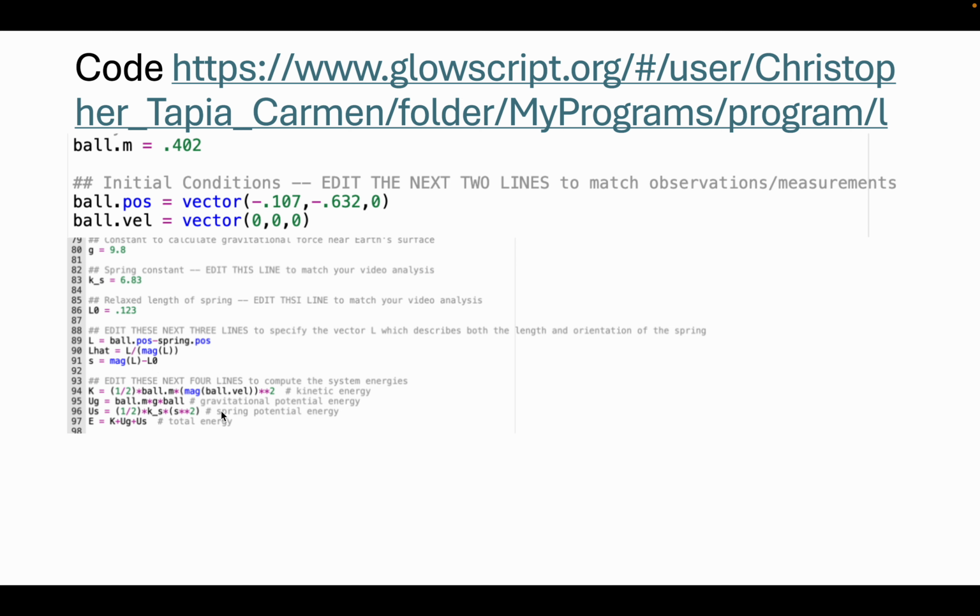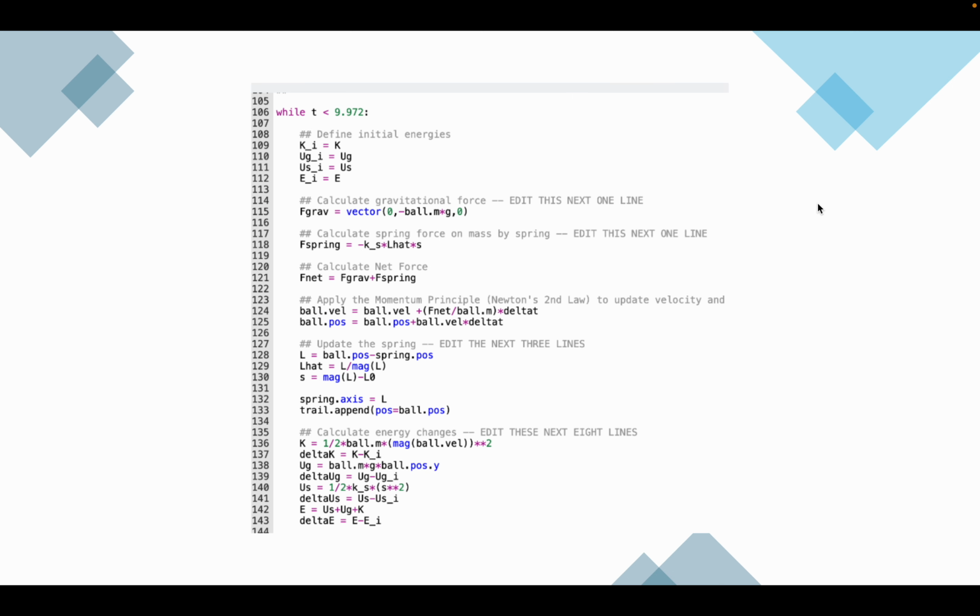And then for kinetic energy, we just do 1/2 mv squared, and for gravitational potential energy we do mgh basically. This should be ball dot position dot y. And then for the spring potential energy, it's just 1/2 k s squared. And then for total energy, it's all of those added up.